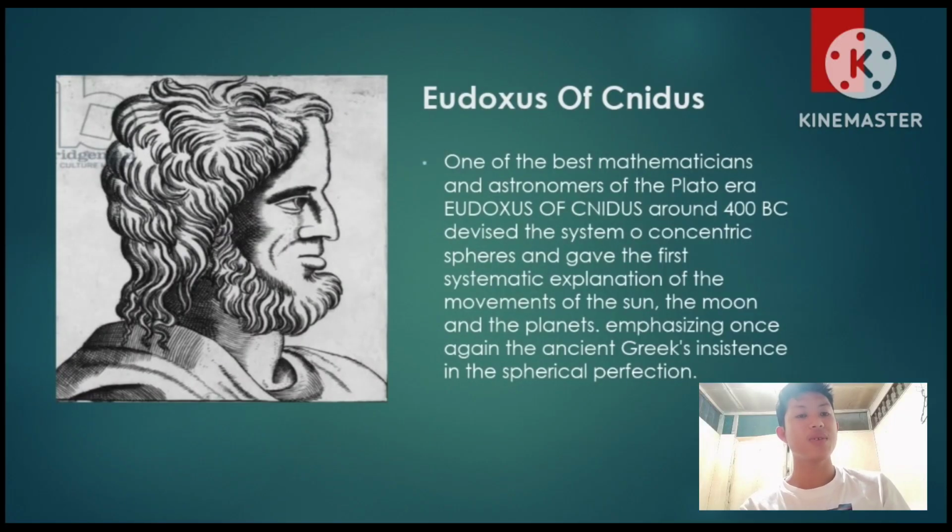Eudoxus of Cnidus, one of the best mathematicians and astronomers of the Plato era. Eudoxus of Cnidus, around 400 BC, devised the system of concentric spheres and gave the first systematic explanation of the movements of the sun, the moon, and the planets, emphasizing once again the ancient Greek insistence on spherical perfection.